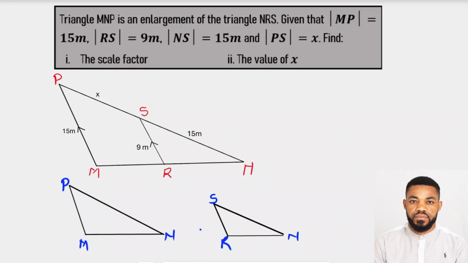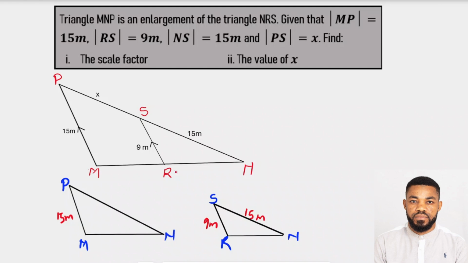The next thing is to get the magnitudes. Let's start from the smaller one. So from the smaller triangle, SN is 15. So that means here is going to be 15 meters. We have 9 meters for SR, so here's 9 meters. We don't have the NR, so we're not going to write anything there. Let's come to the bigger one. We have PM, that is this side, which is 15 meters. We have 15 meters here, that is for the PM.